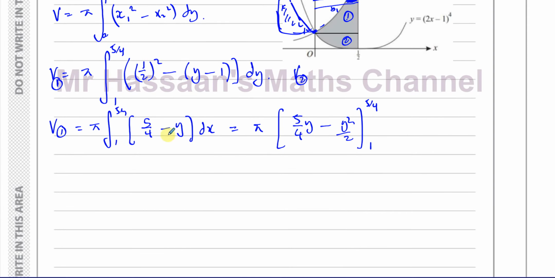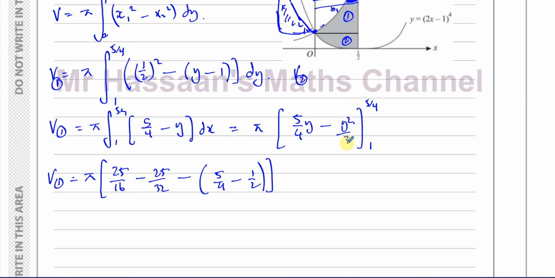So let's put those limits in and find the volume. Don't forget the pi always. You have 5 over 4 times y, and if you put 5 over 4 in for y, that gives you 25 over 16, minus 5 over 4 squared, which is 25 over 16, but over 2, so it's 25 over 32. And don't forget you've got to put 1 in as well. When you put 1 instead of y, that gives you 5 over 4, and putting 1 in for y again, you get minus a half, because 1 squared is 1.